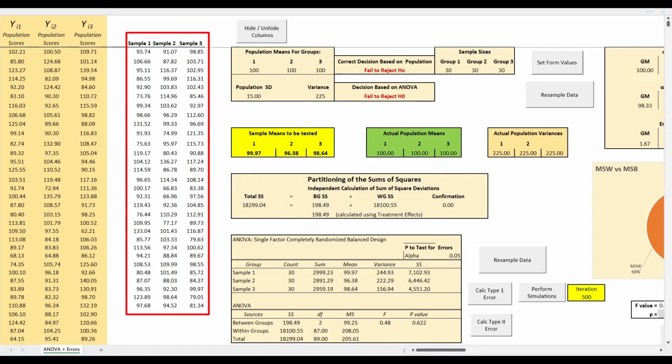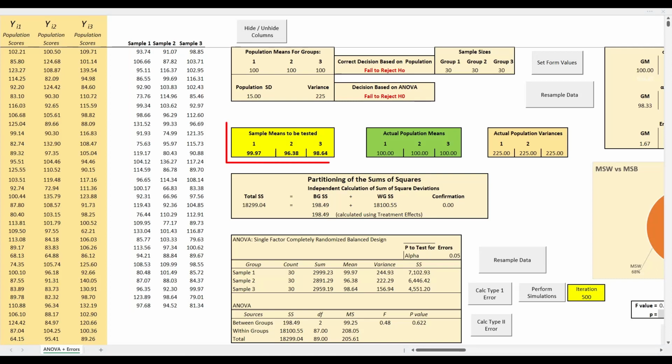Let's start by looking at the means of those samples. The means of our 3 random samples of size 30 were 99.97, 96.38, and 98.64. Notice how they differ from the population mean of 100. In a real ANOVA, the question that we would be interested in is whether the differences in these sample means were due to the effects of our experimental treatment or simply to sampling error.